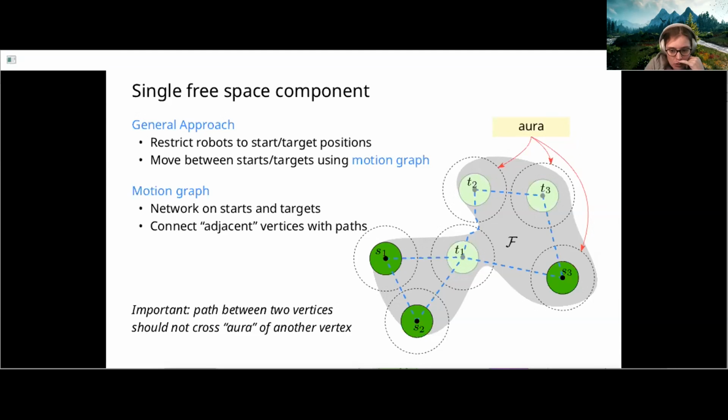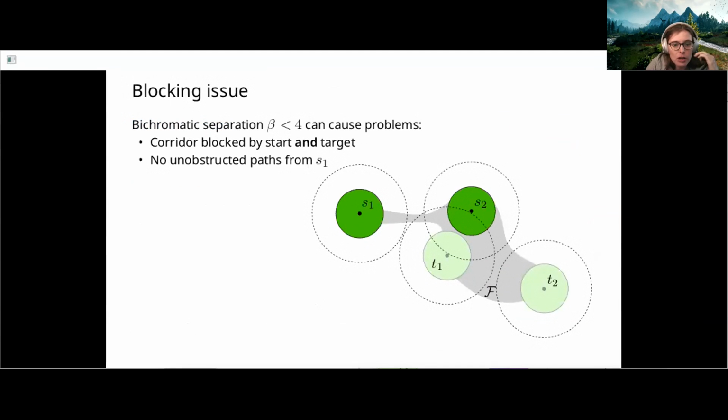Okay, but now because beta is less than 4, we can have this very specific bad situation where, let's say we want to move robot S1 into any of the locations given by the motion graph, which can be S2, T1, or T2. In any case, the path that we are trying to move along passes through a third aura. So if we're moving a robot from position S1 to position S2, and there was another robot in T1, there would be a collision, right?